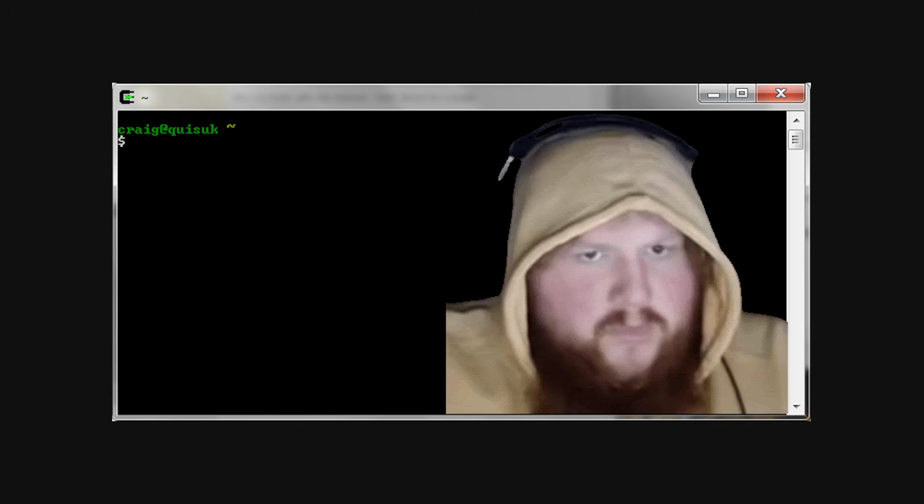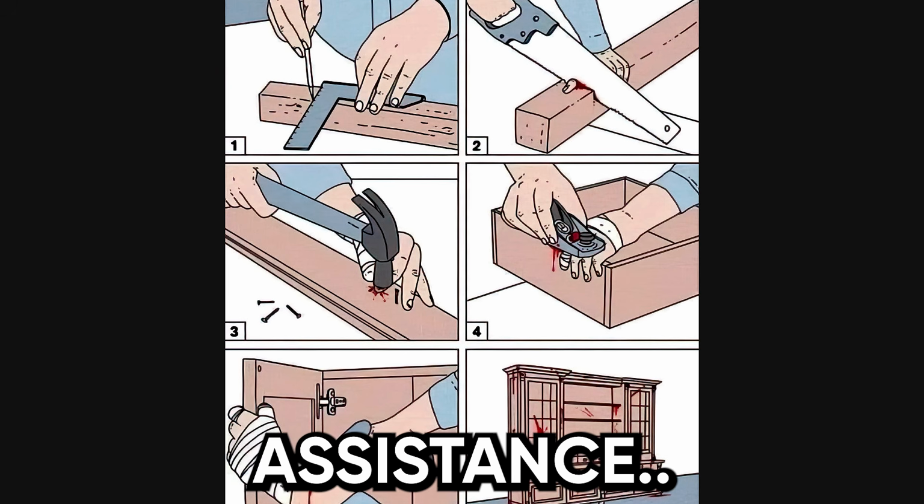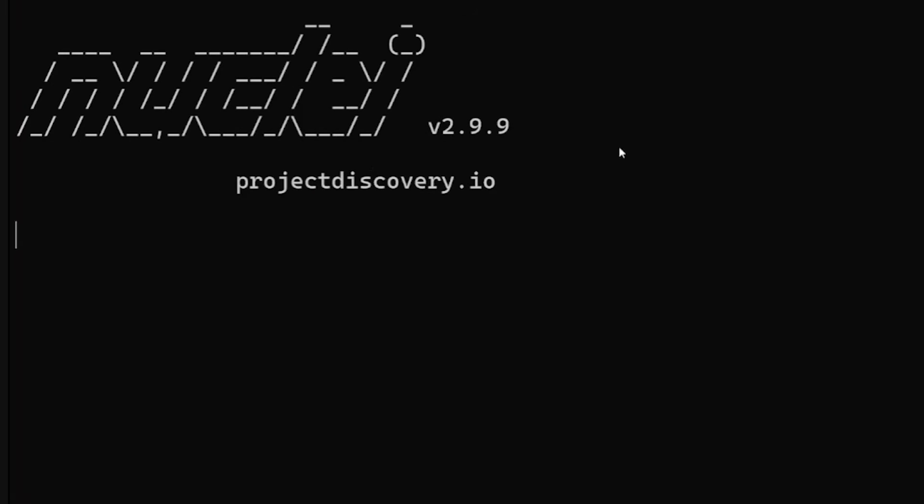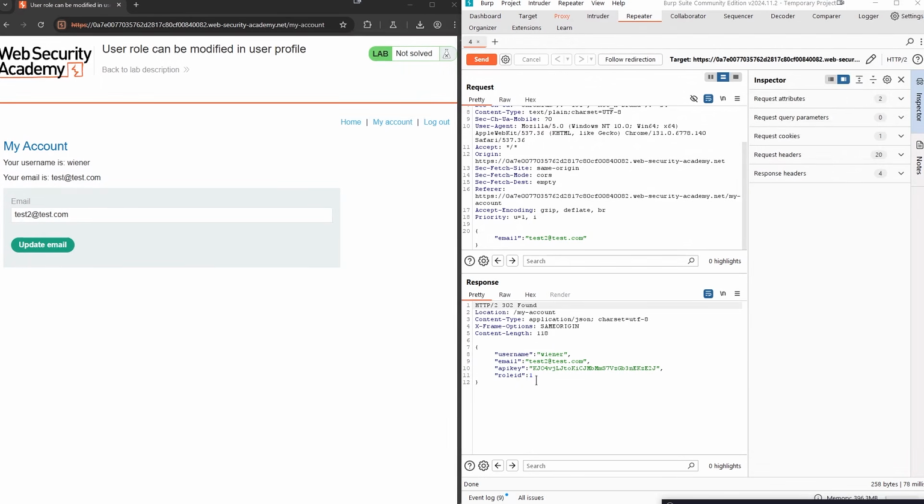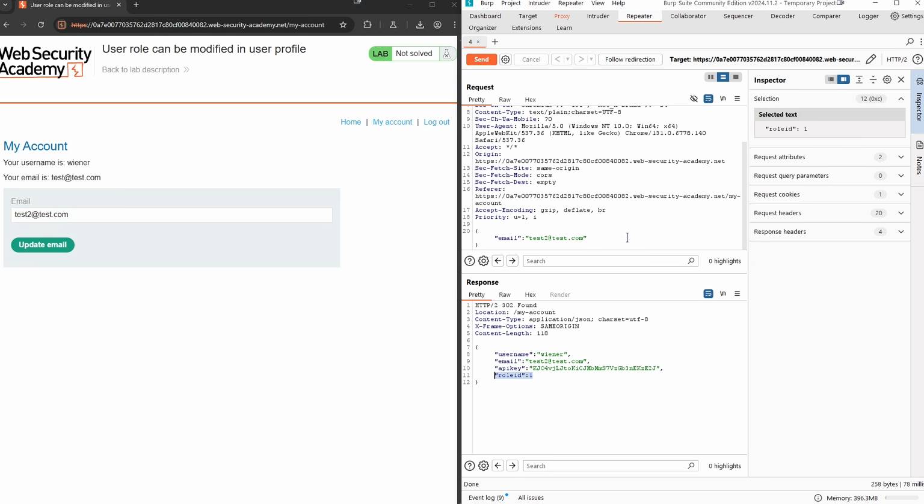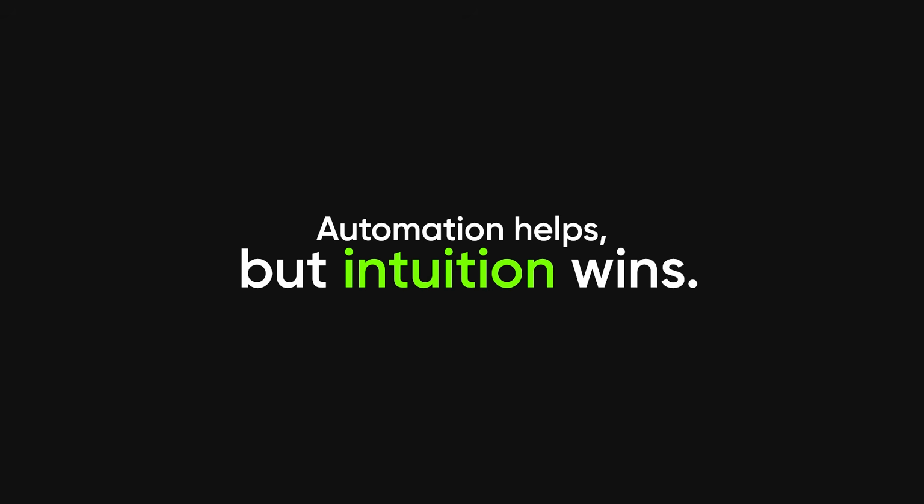Now let's address the elephant in the terminal. Tools don't find bugs, you do. Tools are assistants. They show you the haystack, you still gotta find the needle. Running Nuclei with a bunch of templates won't get you paid if you don't know what you're looking at. Burp Suite isn't gonna beep and then hand you a bounty. You have to dig. You have to understand what the server's saying back. Intercept, analyze, think. That's the real skill. Automation helps, but intuition wins.